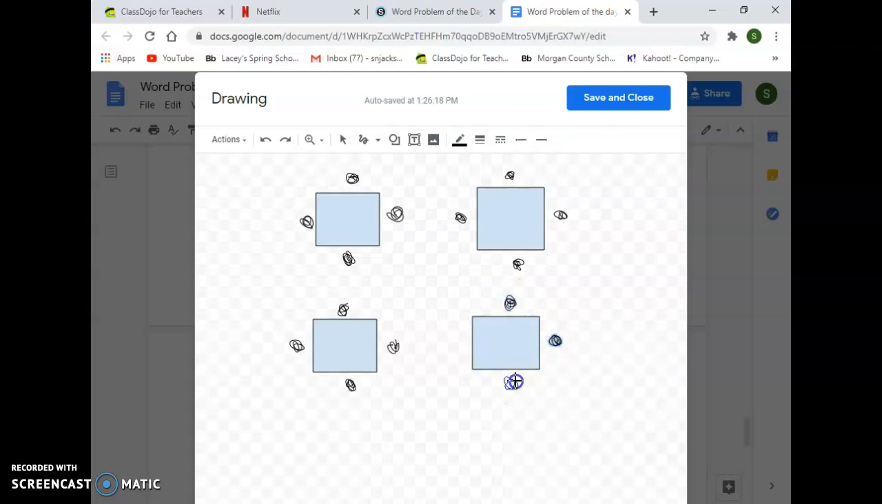14, 15, 16. Okay, so the Romano family had 16 people. Here are 1, 2, 3, 4, 5, 6, 7, 8, 9, 10, 11, 12, 13, 14, 15, 16. So how many tables did they need? Well, they needed 1, 2, 3, 4. They needed 4 tables. So my answer on this one is going to be 4. Okay, now I can save this and I'm going to close it.